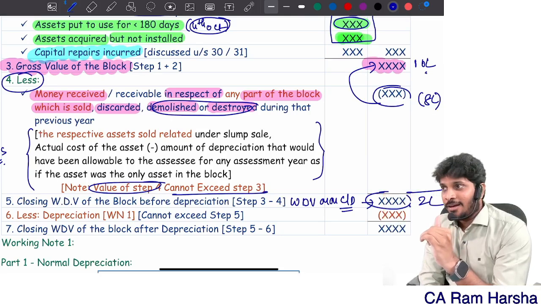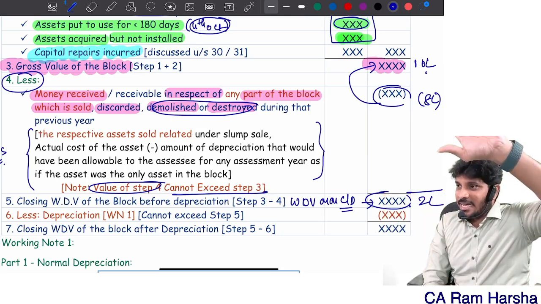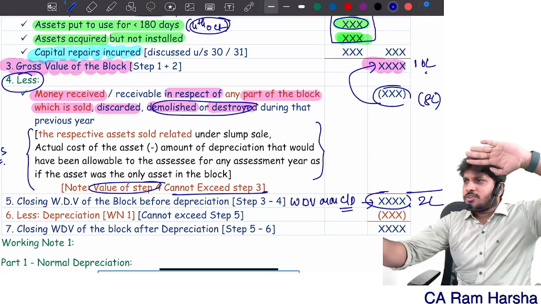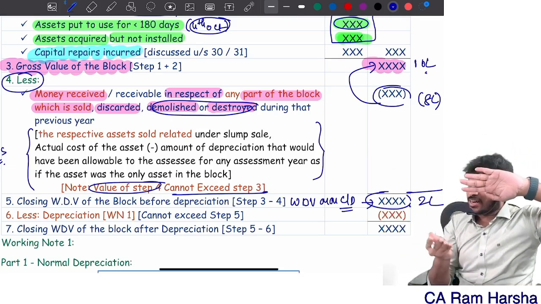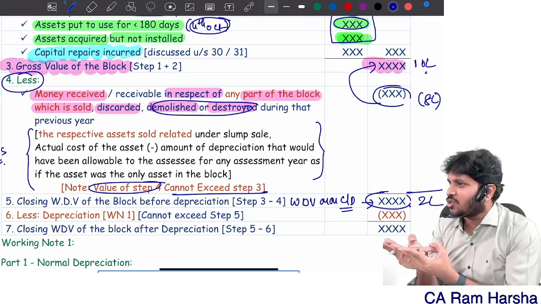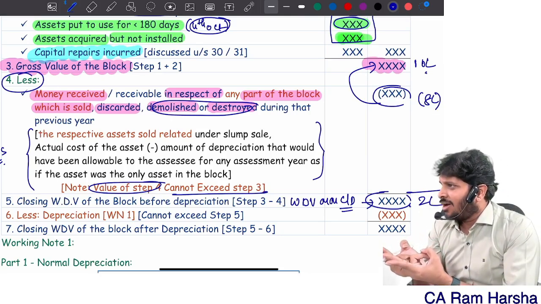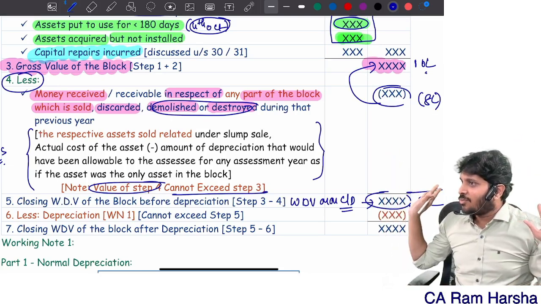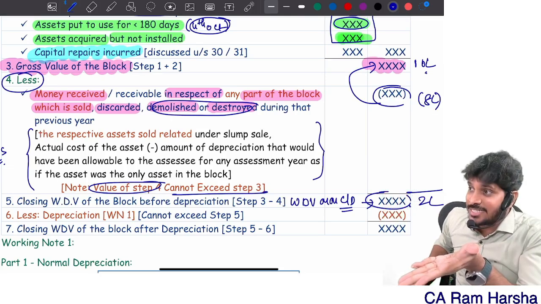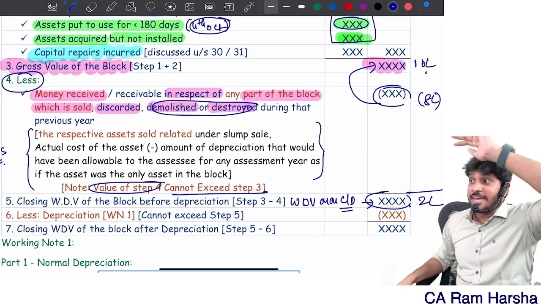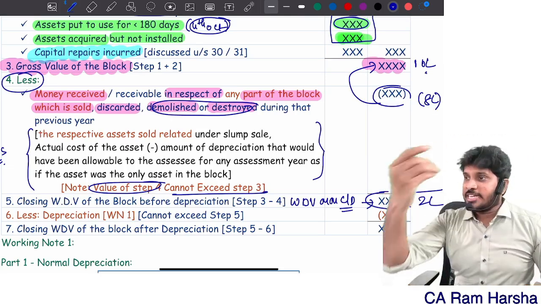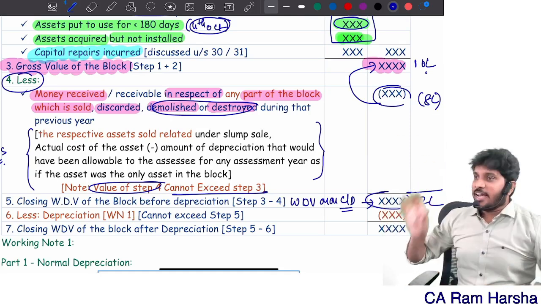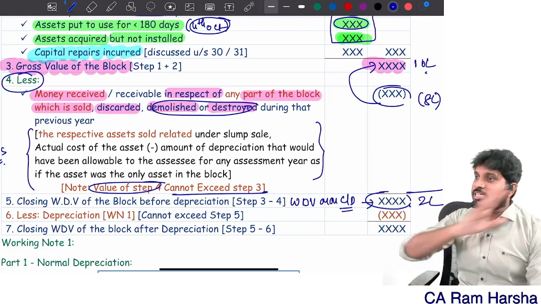Why? Sir, opening is there, additions is there, 10 lakhs value of the block we have, part of a block we sold, 8 lakhs we received. Balance 2 lakhs we can depreciate. No question of short-term capital gain or short-term capital loss. Why am I not computing? Still value is there. When can I compute capital gains or capital loss? When the block itself is not there, completely gone, and I got 8 lakhs only for 10 lakhs worth.